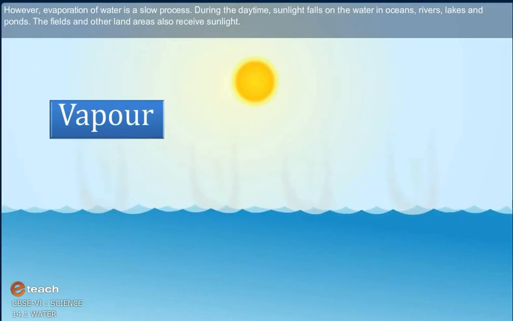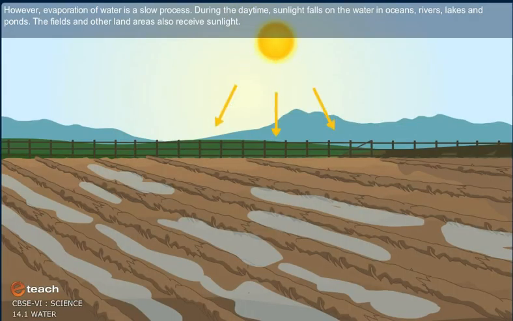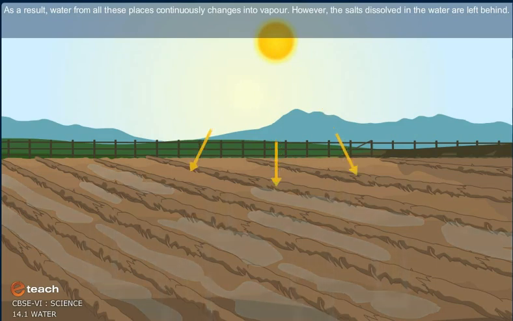During the daytime, sunlight falls on the water in oceans, rivers, lakes, and ponds. The fields and other land areas also receive sunlight. As a result, water from all these places continuously changes into vapor. However, the salts dissolved in the water are left behind.